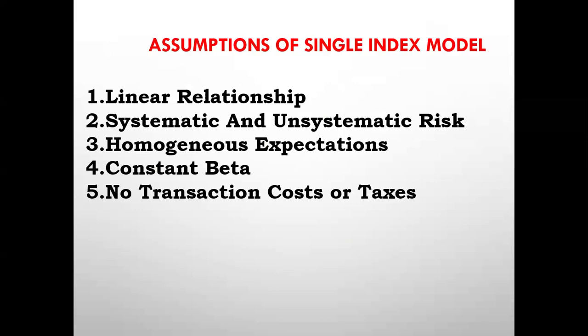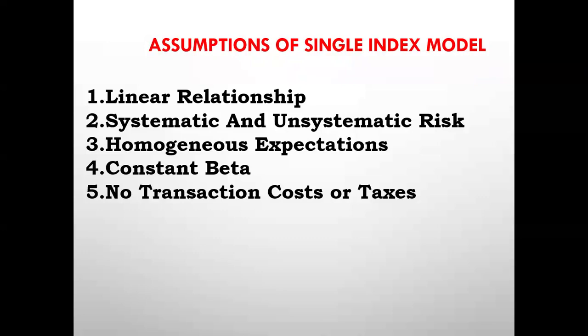Then, when I talk about the assumptions of the single index model, there are 5 assumptions. The first one is a linear relationship. What does it mean? It assumes a real relation between the return from the individual security and the return from the market index. It means security returns can be represented as a linear function of the market return. That is the first one.